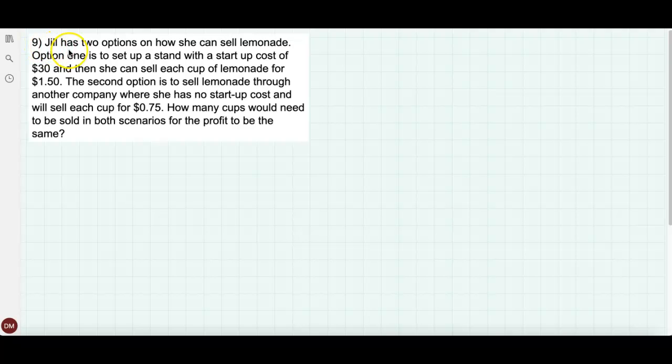All right, so basically what we're doing here is we're going to compare the two ways that Jill can sell her lemonade. So the first way is that she has a startup cost of $30 she has to pay. So, if you think about profit-wise, that's going to make her start at a negative 30 profit, right? If she has a cost, the cost is the opposite of a profit.